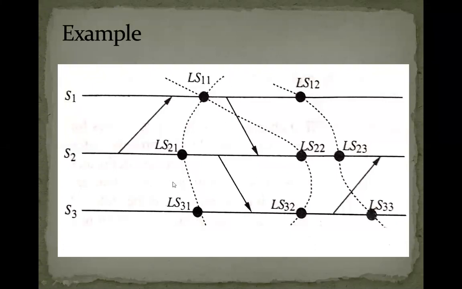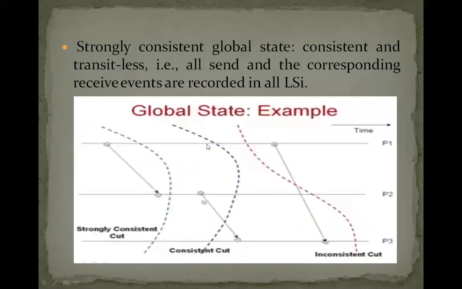So this is consistent, and this is an inconsistent global state. Now you take another example. And before going to another example, let us check what is called a strongly consistent global state.